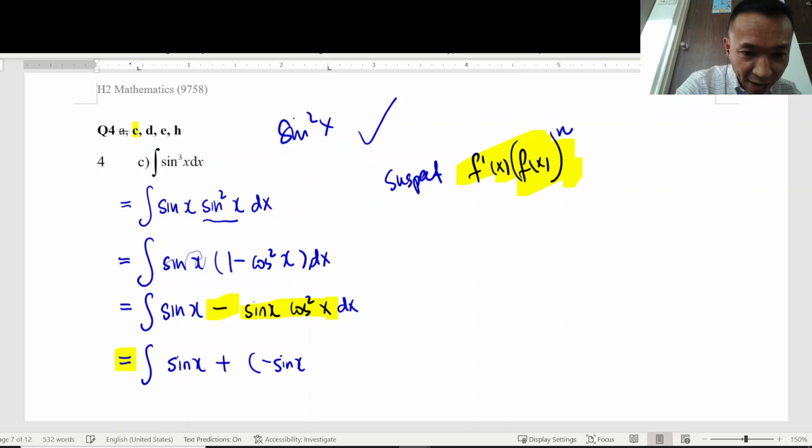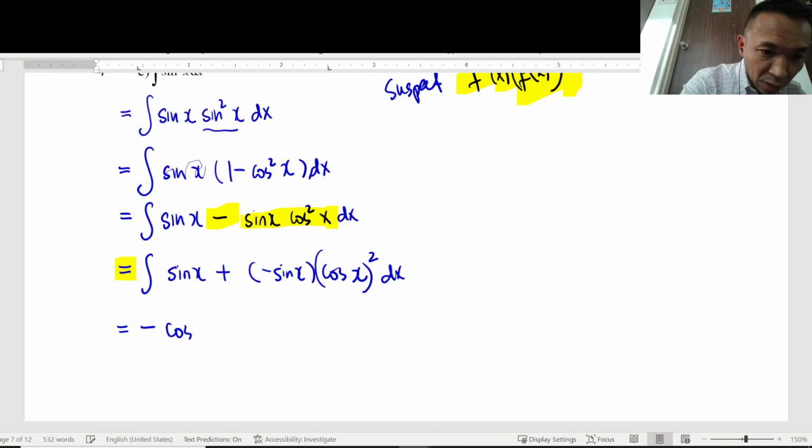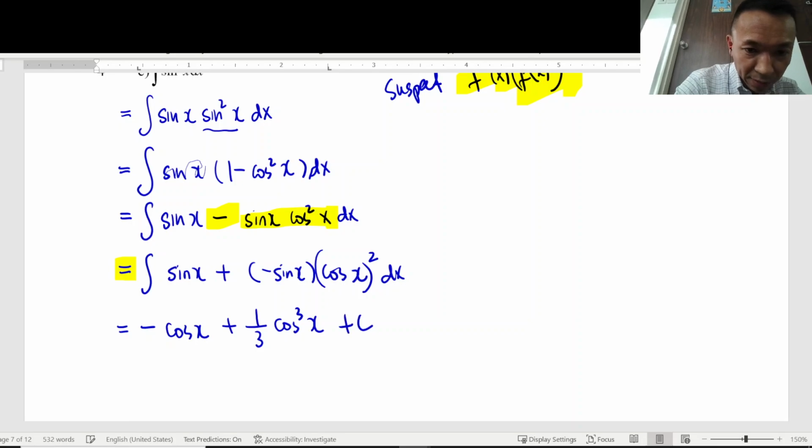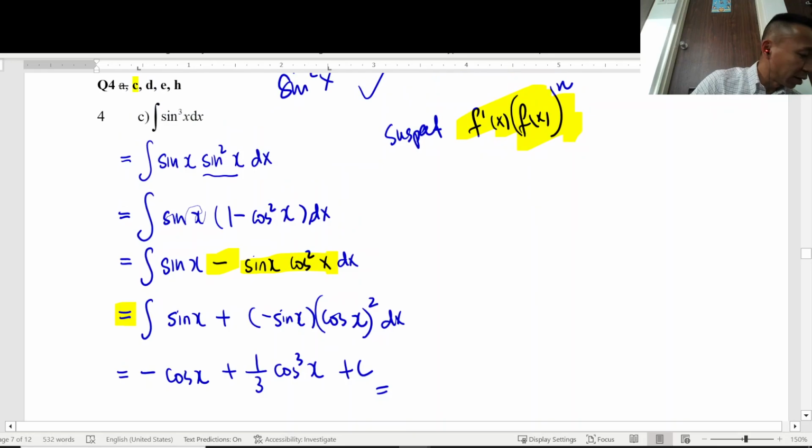I will write it like that for clarity. All right, the last line is obvious. Therefore, it is minus cosine x plus 1/3 cosine cube x plus c. Okay, play it again if you are not sure. All right, done.